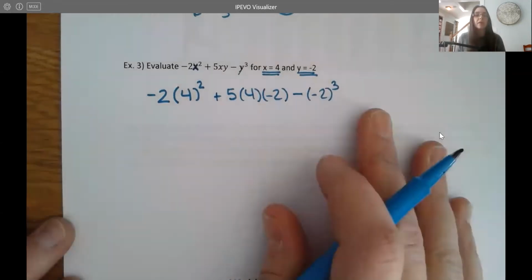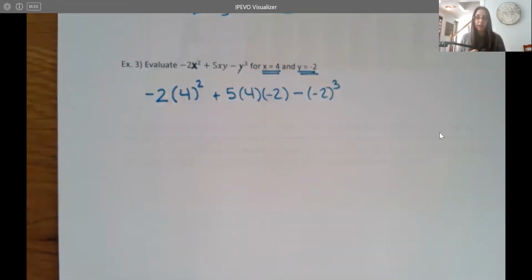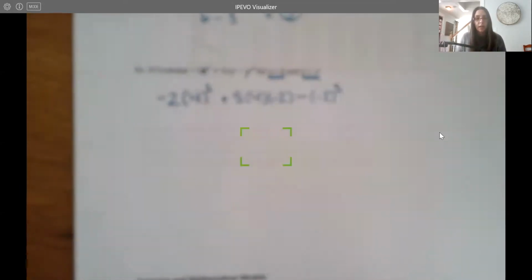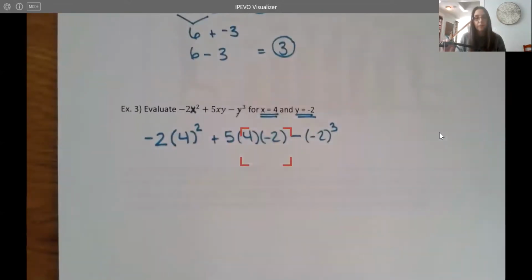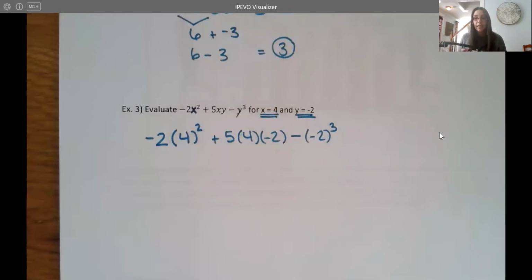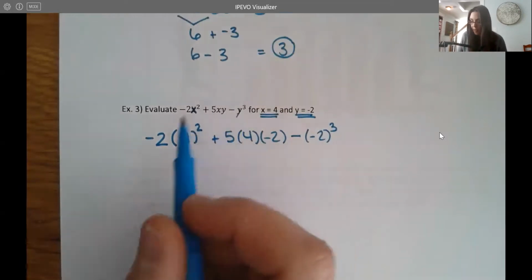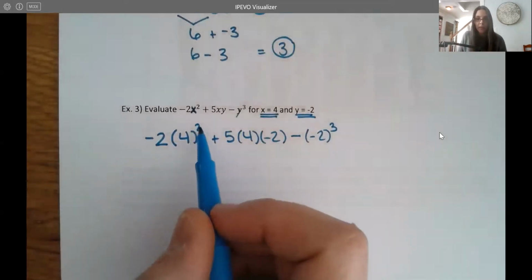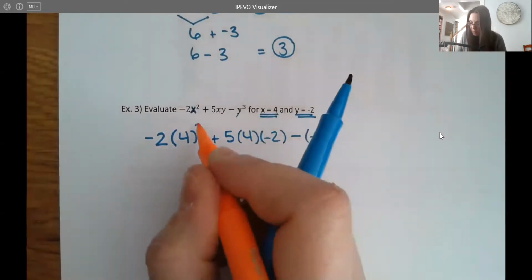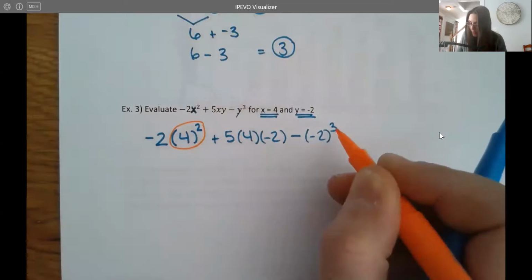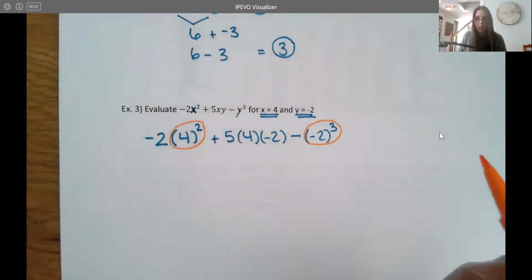Now I see lots of parentheses, but nothing inside the parentheses, right? They're just there to help clarify what I've plugged in. So I'm going to move on to the next step, which is exponents. So be careful. I'm not doing -2 times 4. I'm doing the exponent piece first. So I'm going to go ahead and simplify this 4 squared first. And I'm also going to do this -2 cubed.